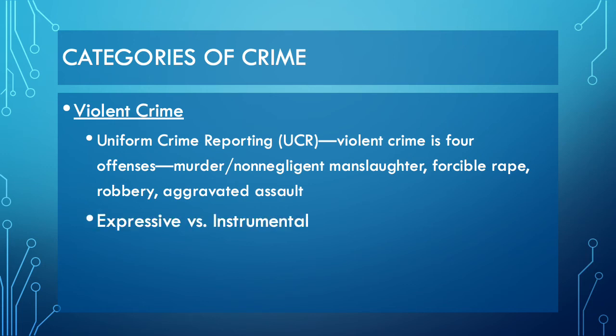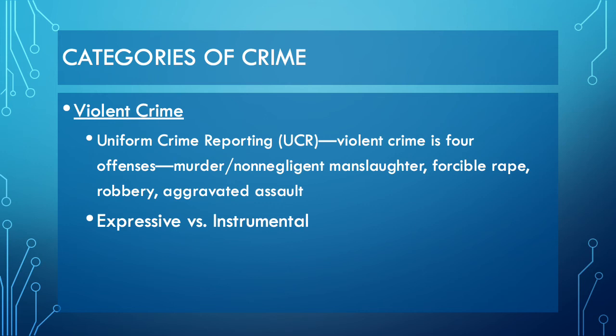Your textbook talks about the difference between expressive violent crime and instrumental violent crime. A lot of times we think about violent crime as being an expression of rage or anger, that people engage in violent crime, they kill somebody or rape somebody or rob somebody because they're really, really angry and they're acting out in terms of their rage. And that can be the case sometimes. But it can also be instrumental.